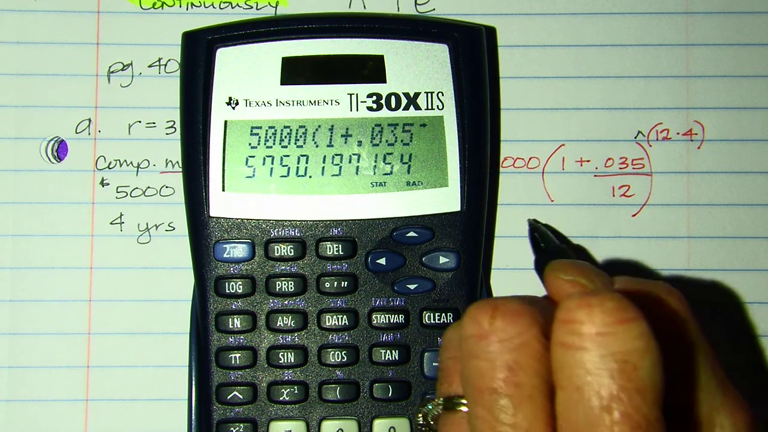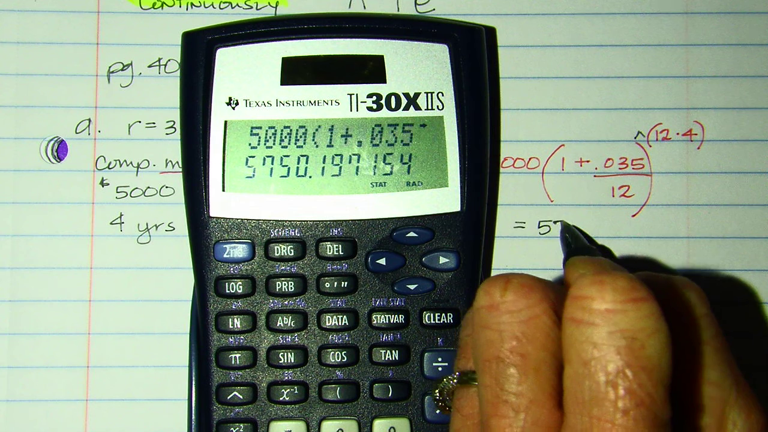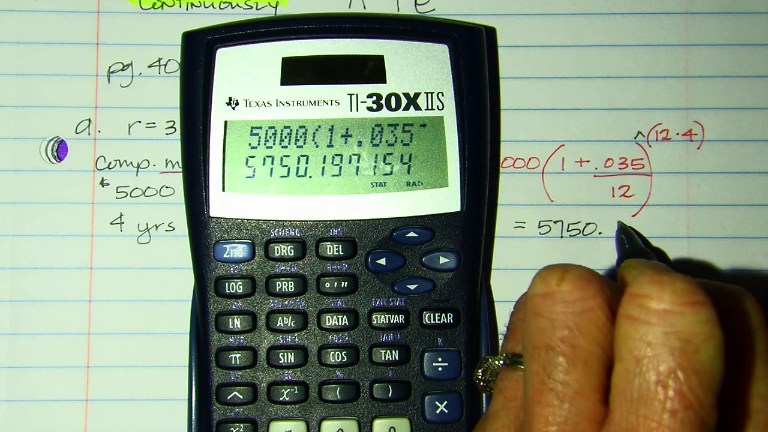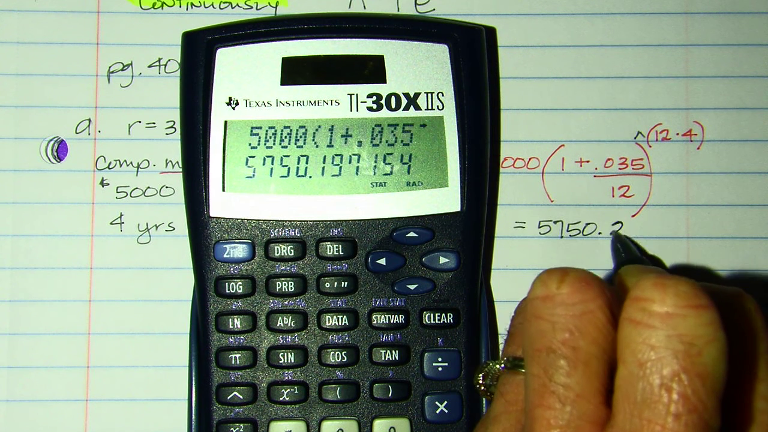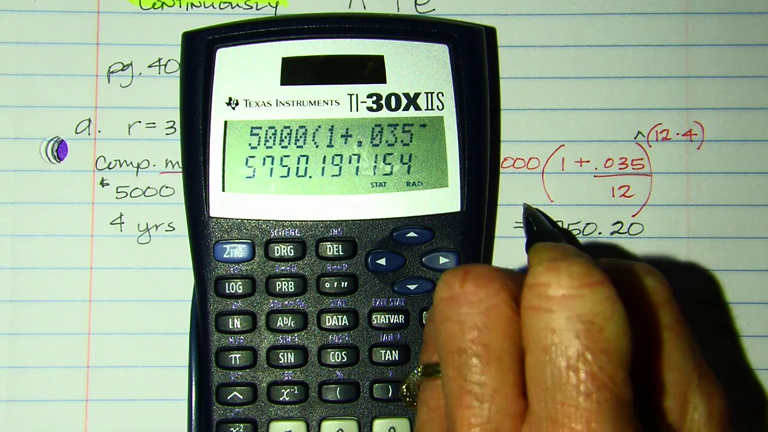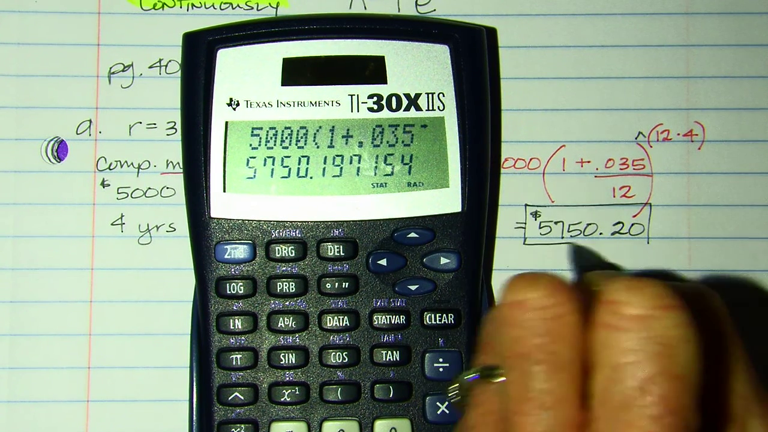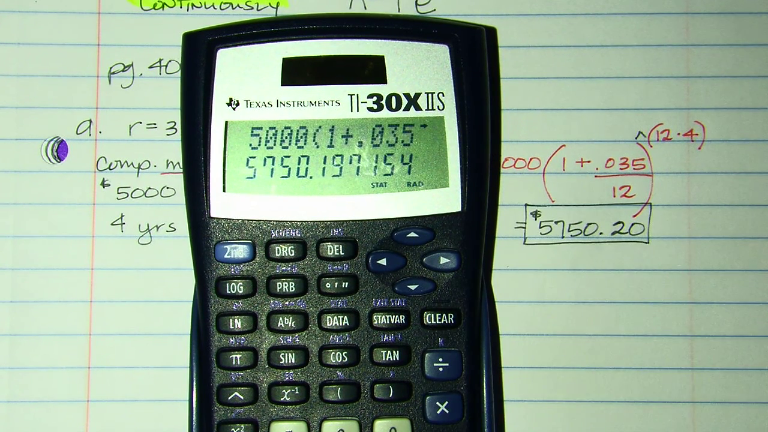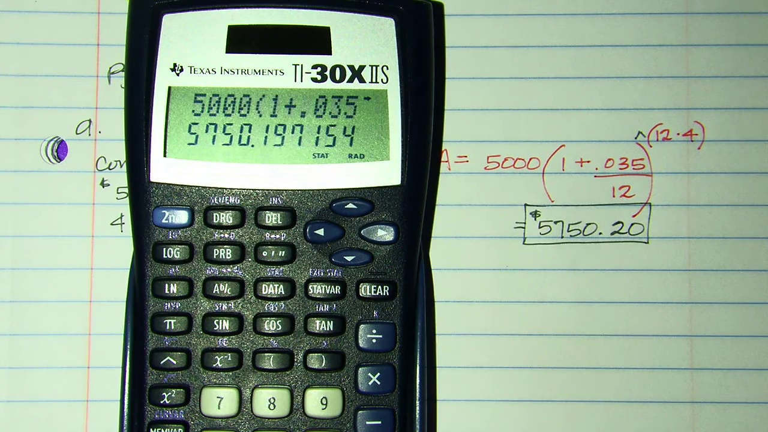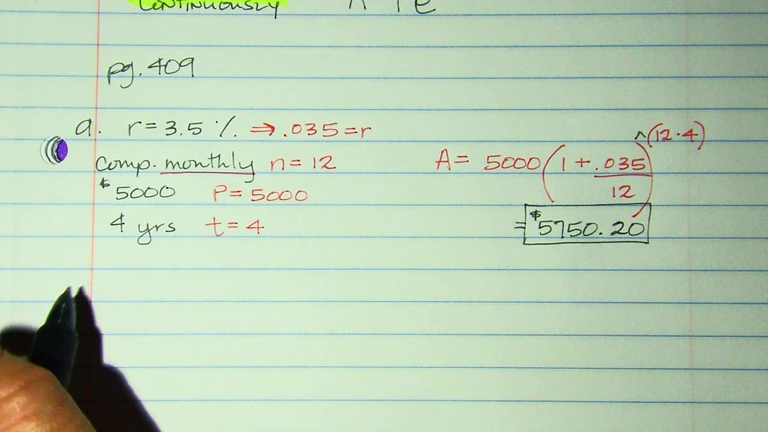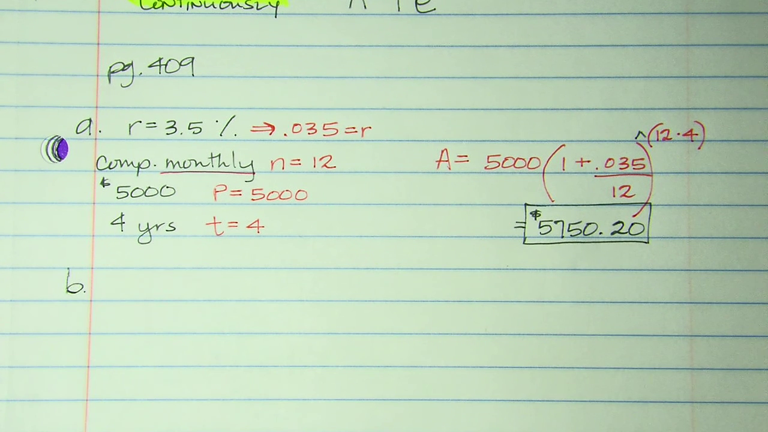And so I get a total of 5,750, and I'm going to round 19 cents to 20 cents. So that is how much would be in my account after 4 years, meaning I earned about $750 in interest. So part B. Part B is all the same information.